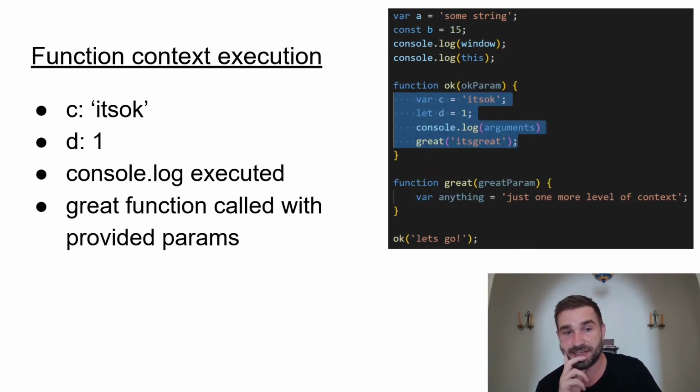So looking at the execution, very similar to the global execution. It's just going through the code. So C is assigned its value, D is assigned its value, console log is executed.